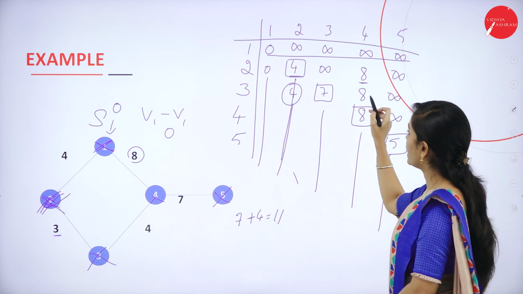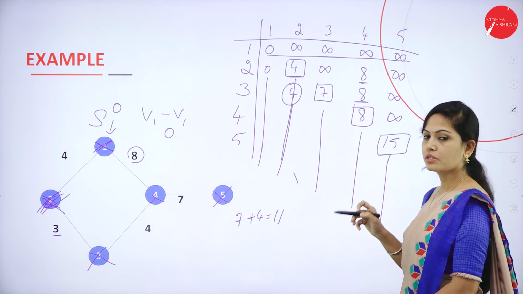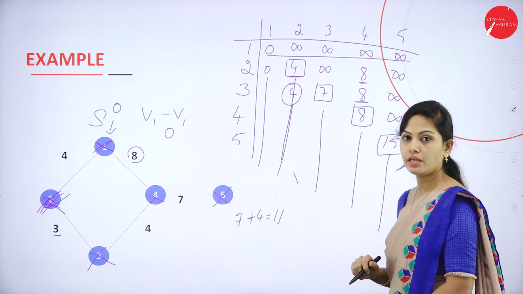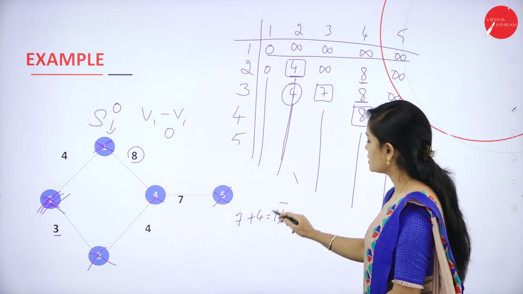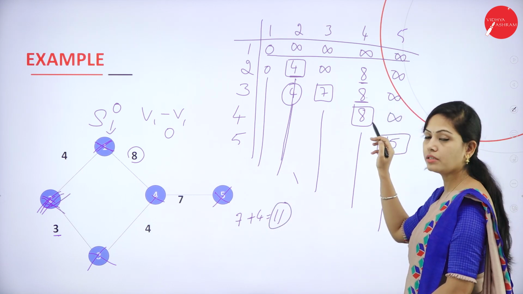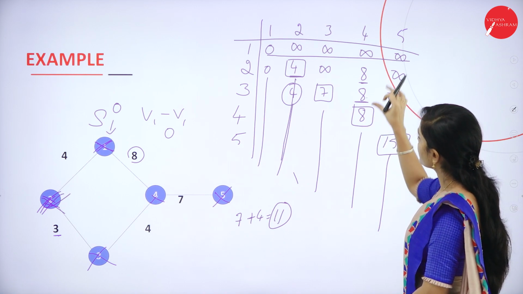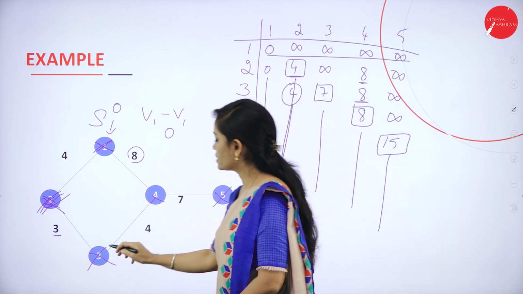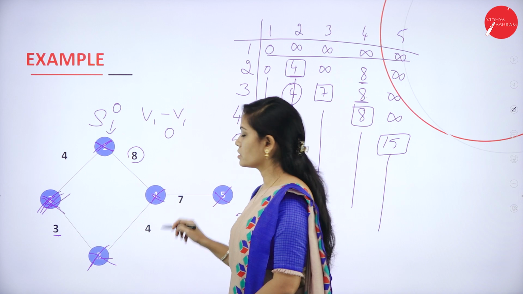So 11 is higher than 8. So I have written the least value again, 8. 11 is a higher value than 8, so I have written 8 only. And 8 comes under vertex 4. You just strike out this and choose this vertex 4.